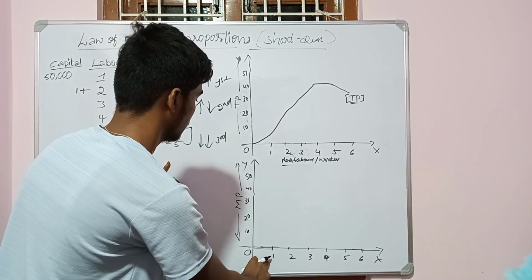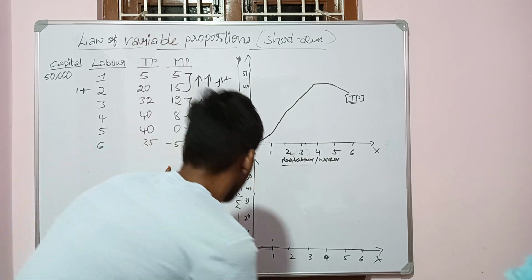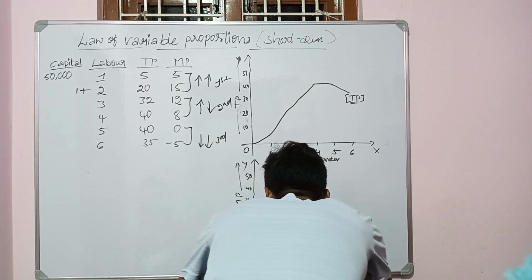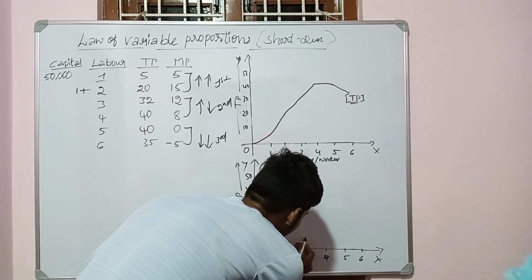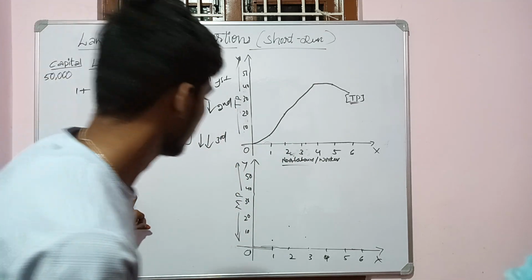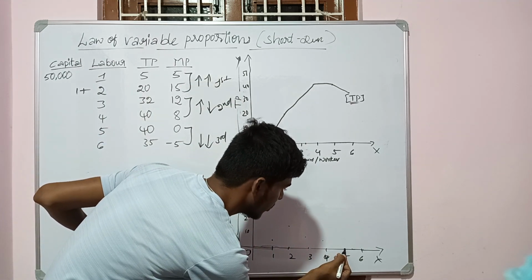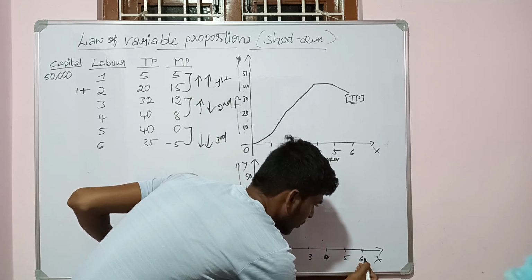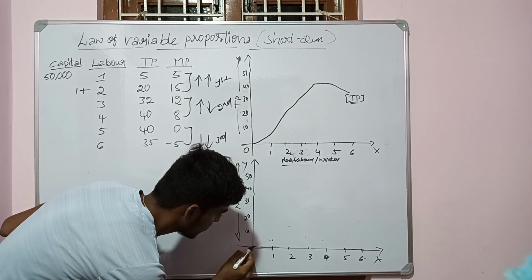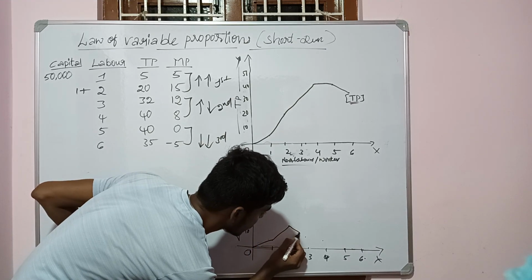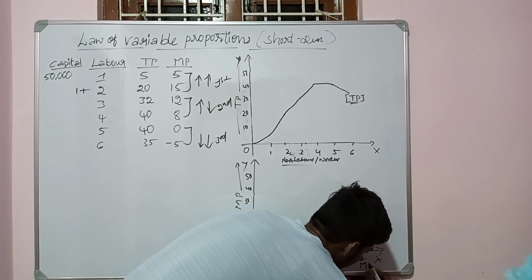Marginal product, 1 unit, 5. Second one, 15. Third one is 12, exactly it comes here. 12, 8, 0, -5. Here the graph should be like this. This is the marginal product.